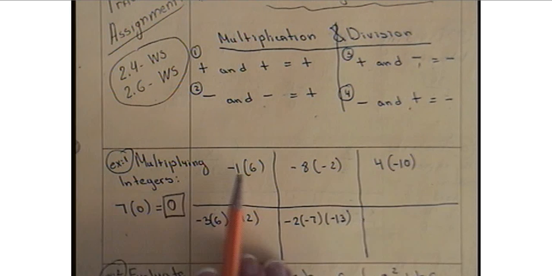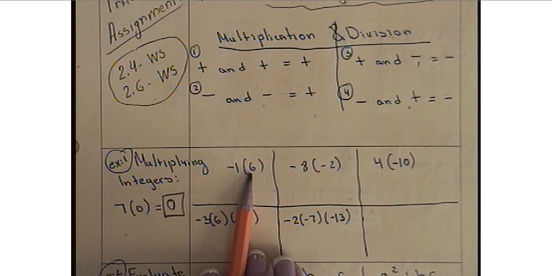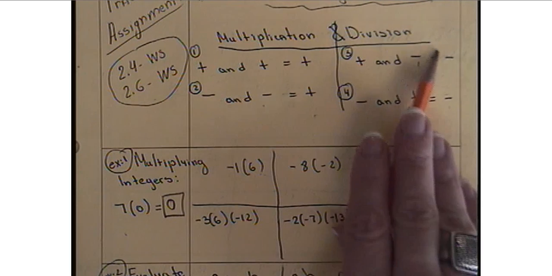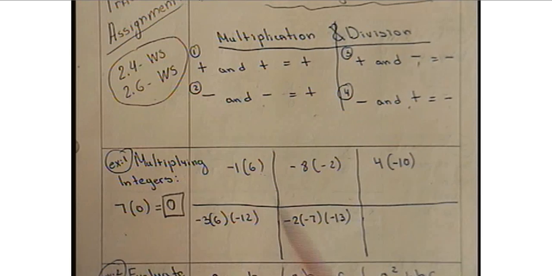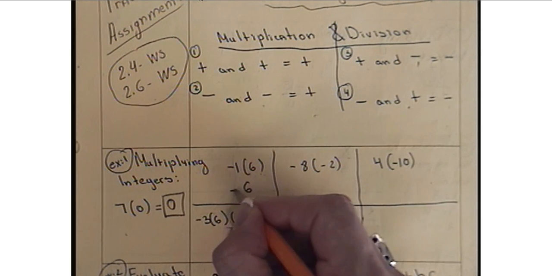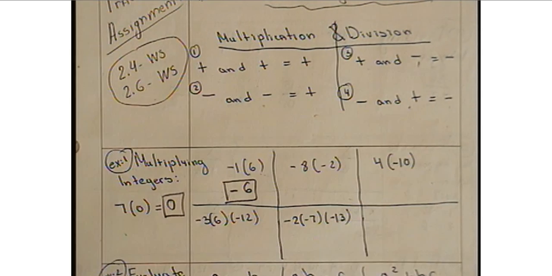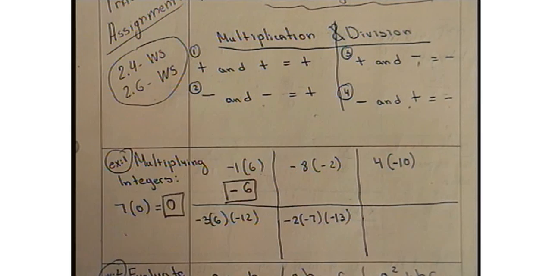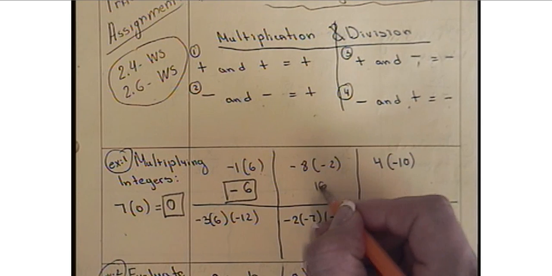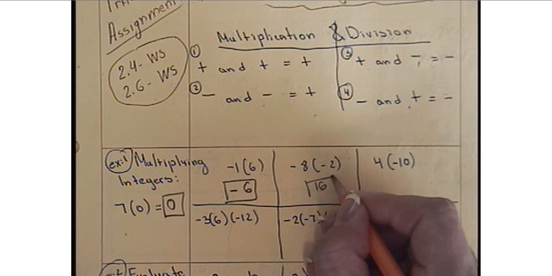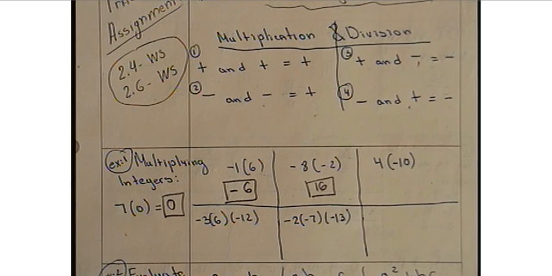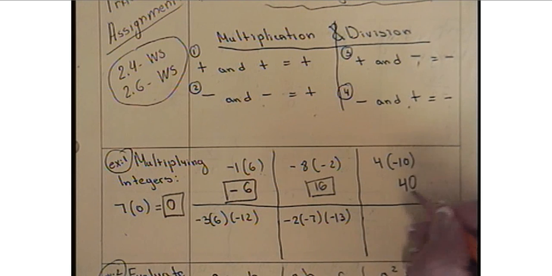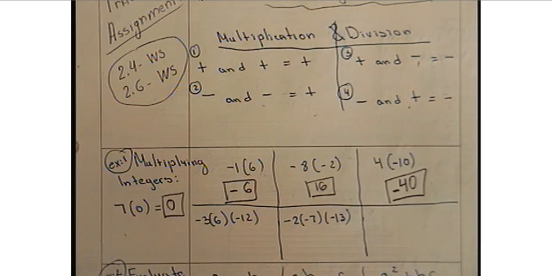When we multiply negative 1 times 6, we multiply two numbers, one negative, one positive. We said the answer will always be negative. So 1 times 6 is 6, negative 6 will be the answer. Multiplying two numbers with the same sign in front, 2 times 8 is 16. When we multiply those two, we get a positive answer. One positive, one negative, 4 times 10 is 40, and we have a negative answer.